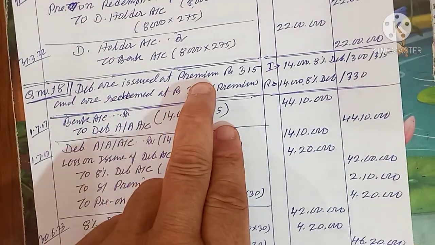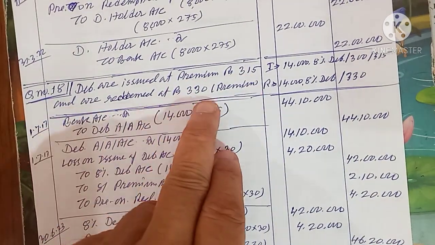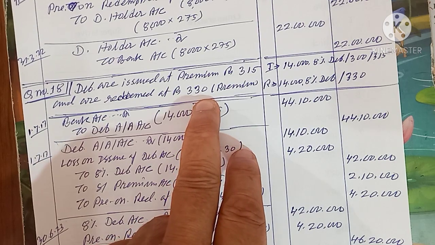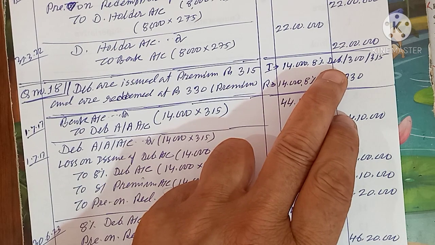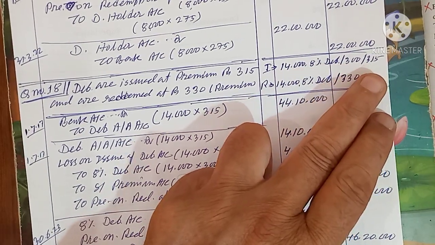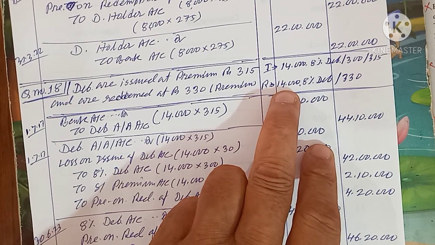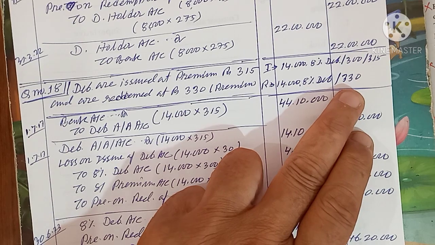So understand this: issued at premium, redeemed at premium. Debentures are issued at premium, that is 315 rupees, and redeemed also at premium, that is 330 rupees. How many debentures? 14,000 debentures, 8%. 300 is the face value, 315 rupees is what you are going to take, and on redemption of 14,000 debentures, 8%, you are going to pay back 330 rupees.